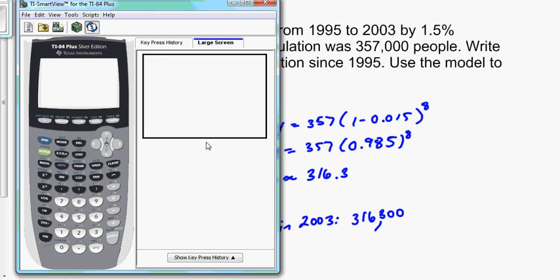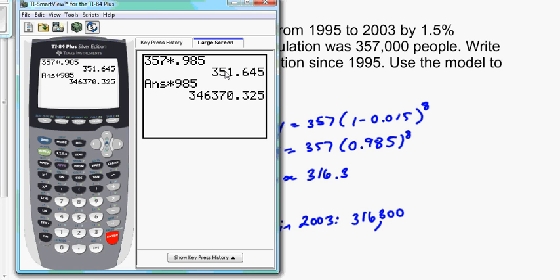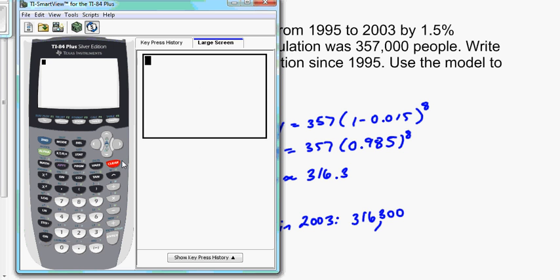And so we'd start with our 357, and it is 357,000, and I could type in those zeros if I wanted to. But if I multiply that by 0.985, since that number is less than 1, that's going to go down. And I just need to do that 8 times. And I forgot the decimal point, so we'll clear that one out and start again.